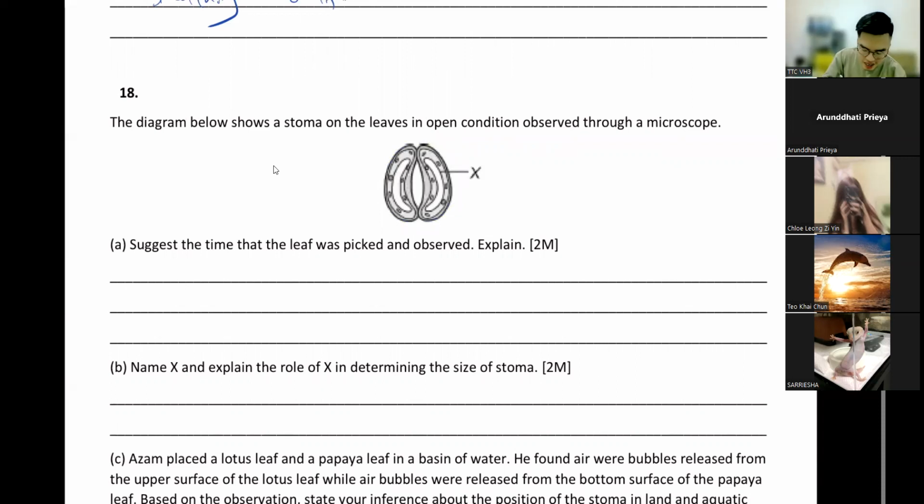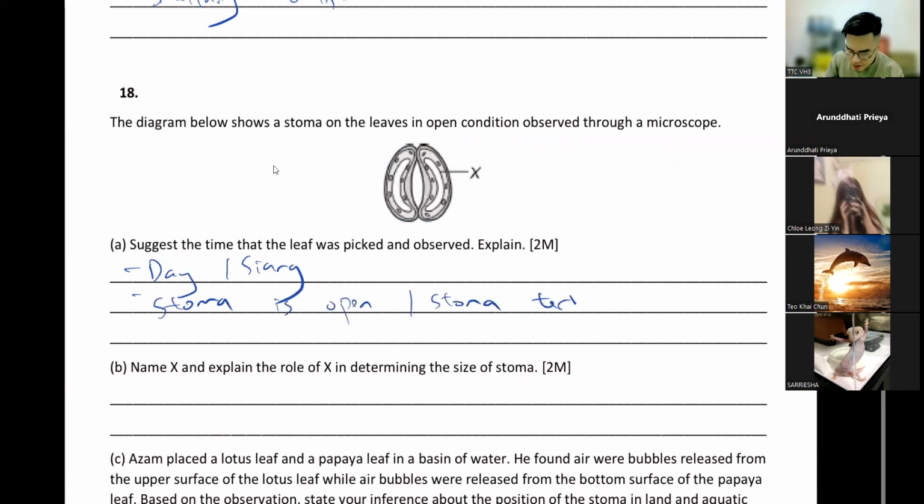Yes, morning, or you can say daytime, waktu siang. Why daytime? How do you know it's daytime? Yes, the stoma is open.